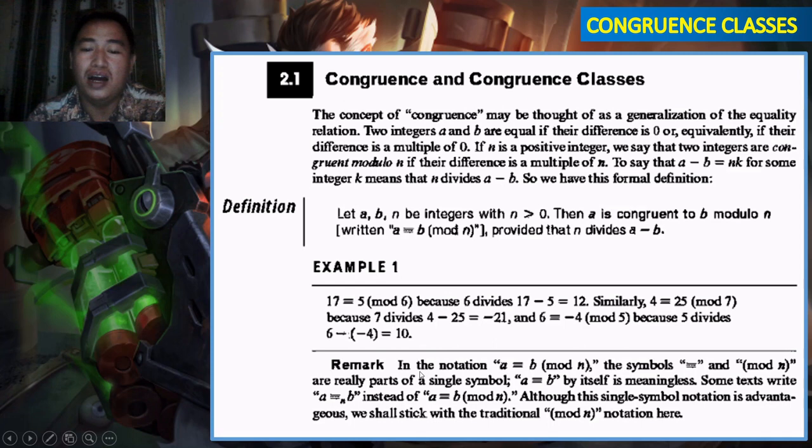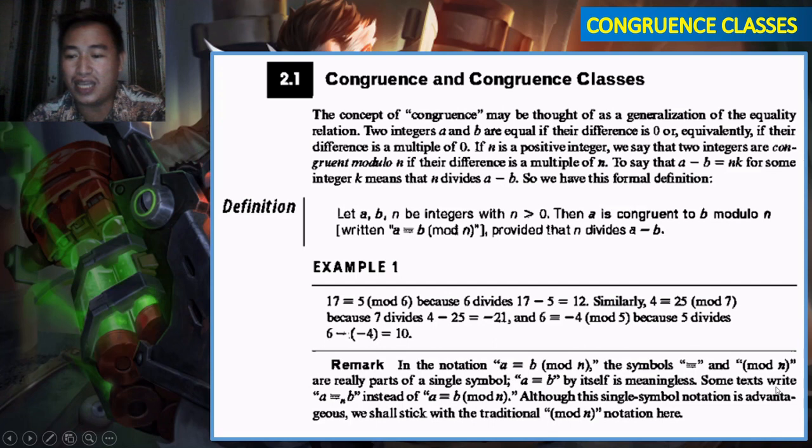Remark. In the notation a is congruent to b mod n, the symbol with the three lines for congruence and mod n are really parts of a single symbol. The congruence symbol by itself is meaningless. So a congruent to b alone is meaningless, because we don't know what n is here.